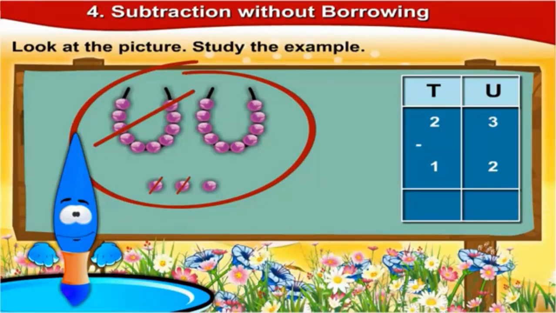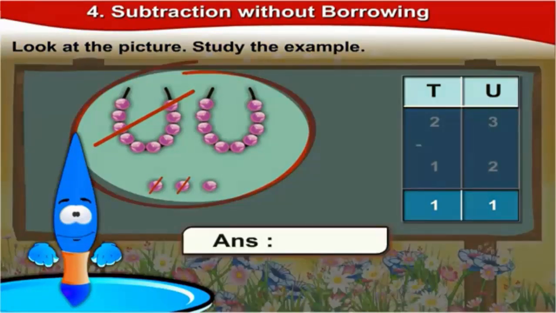Kids, as we did in addition, here also we will start from units place. 3 units minus 2 units is 1 unit. Now subtract tens from tens. 2 tens minus 1 ten is 1 ten, which means the answer is 1 tens and 1 unit. That is 11 beads.